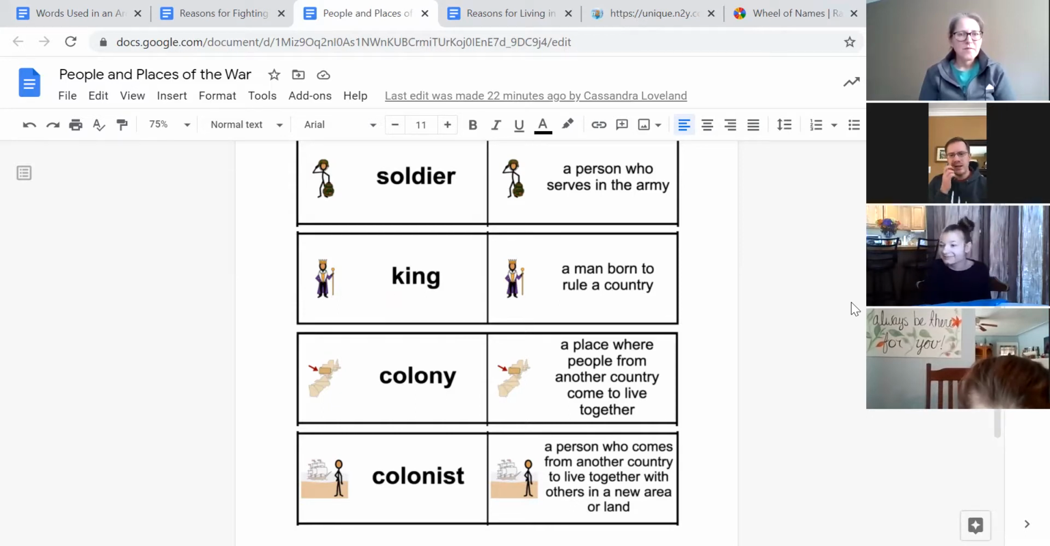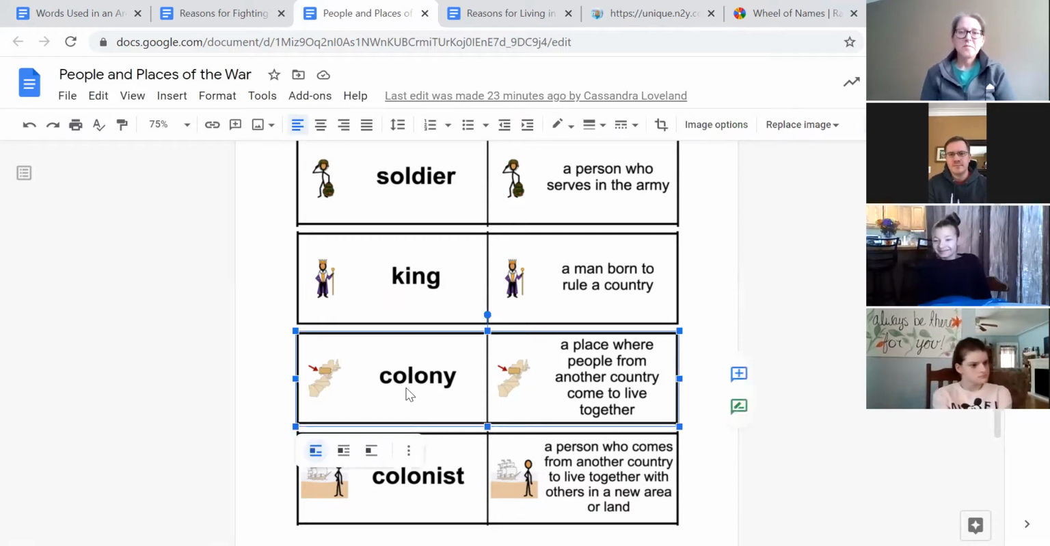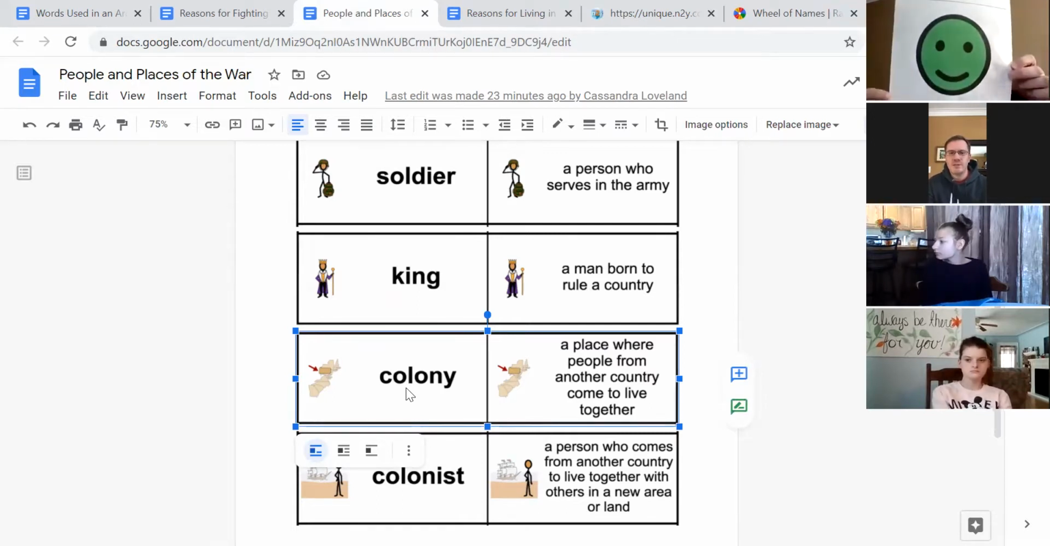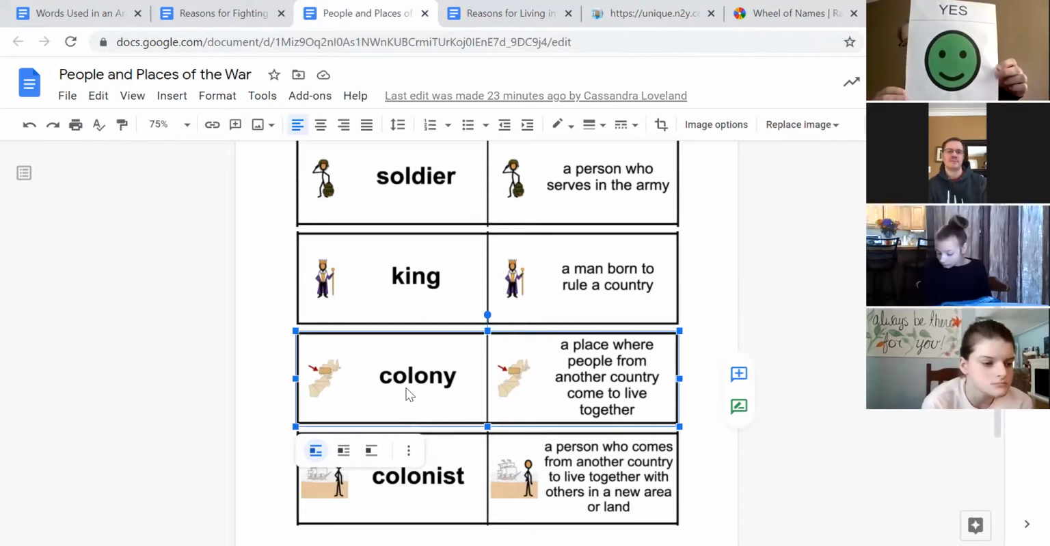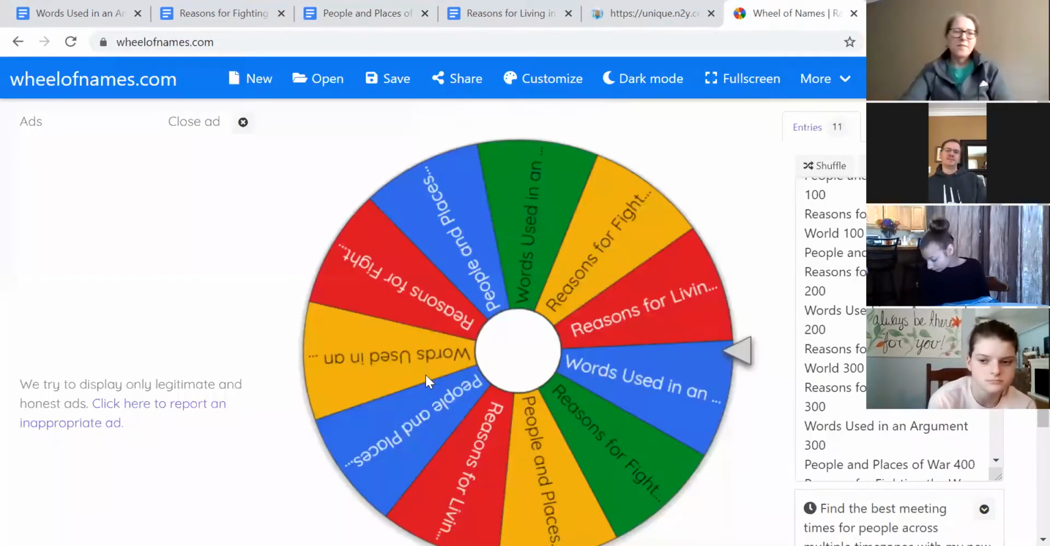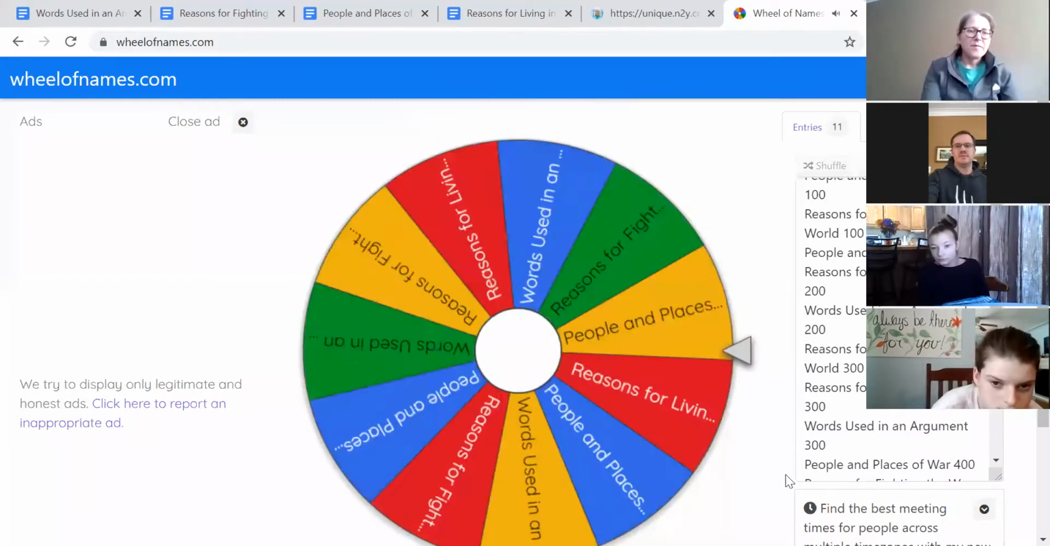That sounds similar to what our clue was, but our clue was about a place. Which one is a place? Could it be the third one, colony? I think that's the only one that's not a person. Yep, and it says a place where people from another country come to live together. All right. Back to our wheel.